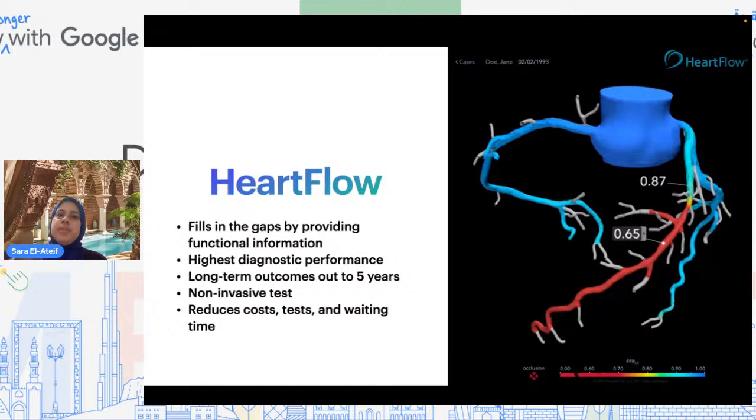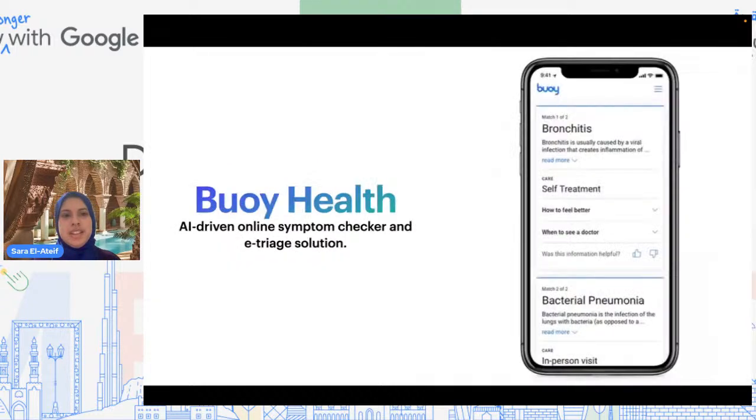Also, it has long-term outcomes of up to 5 years, in contrast with the old way they were doing things. Also, it's a non-invasive test, which means they won't need to do lots of invasive tests, including some kind of drugs and all of that to check out what is happening. And then obviously it reduces the costs. Why? Because we'll be having fewer tests. You won't have to go through 10 MRIs or something like that before you get to the end of what is happening inside your heart. And then obviously that will reduce the waiting time.